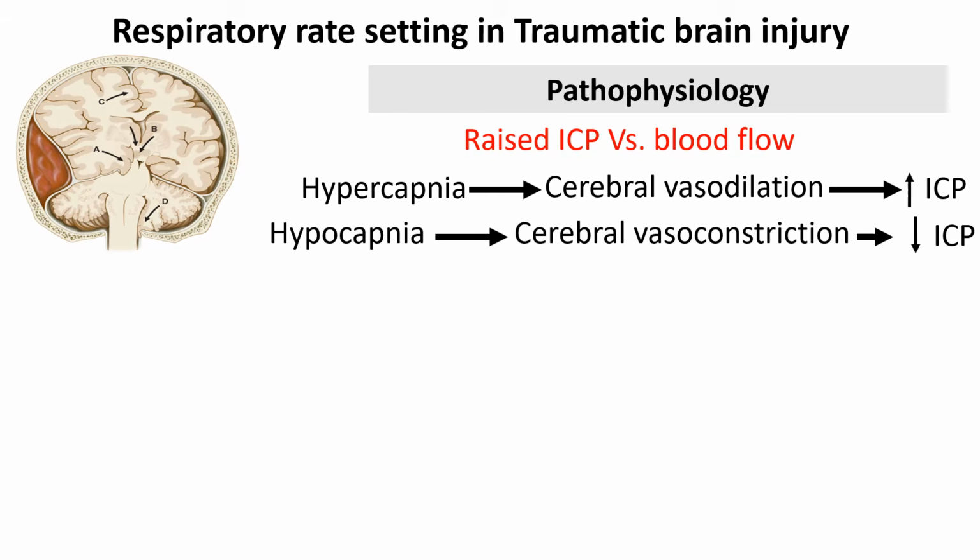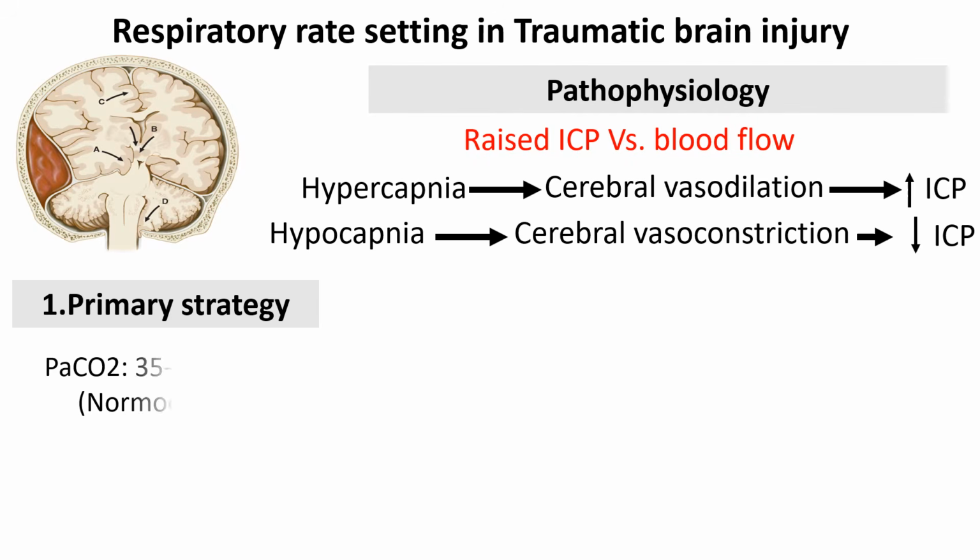The primary approach to managing intracranial pressure is to maintain normal carbon dioxide levels between 35 and 45 mm of mercury. Respiratory rate should be adjusted to ensure stable cerebral blood flow, preventing excessive vasodilation or vasoconstriction, both of which can negatively impact intracranial pressure.